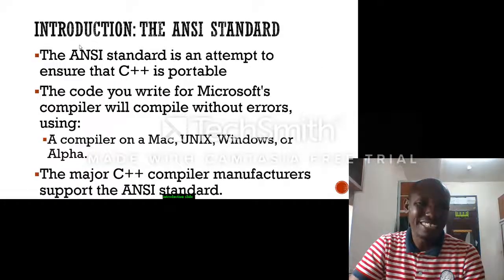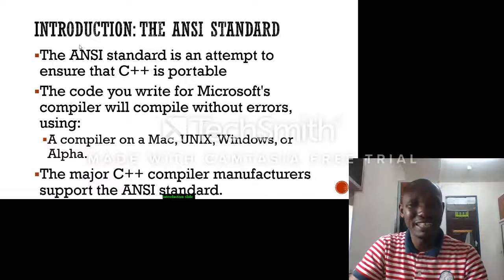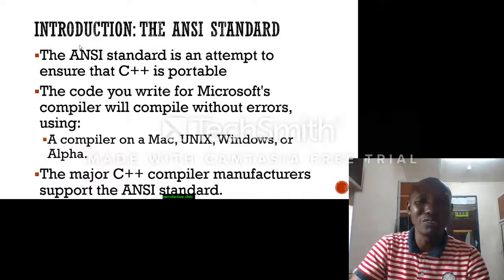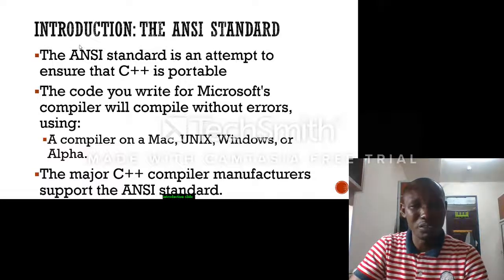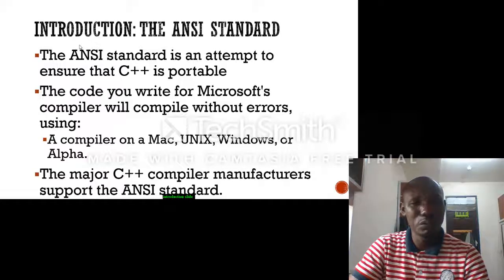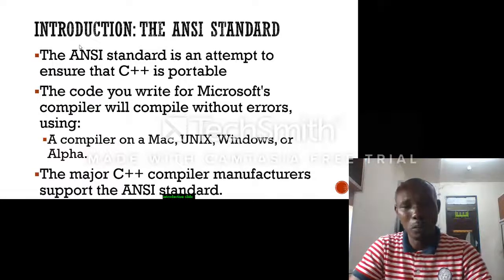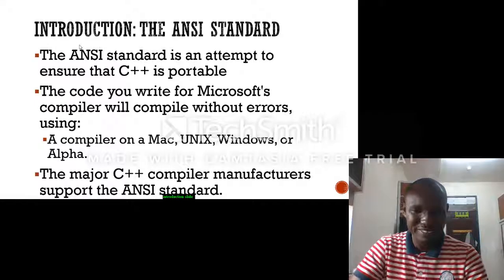Next thing is the ANSI standard. The ANSI standard is an attempt to ensure that C++ is portable. What do you mean by portable? It means that the code you write for a Microsoft compiler will compile without errors using a compiler on Mac, Unix, Windows, or Alpha. That's the portability we are talking about. And the major C++ compiler manufacturers support the ANSI standard.